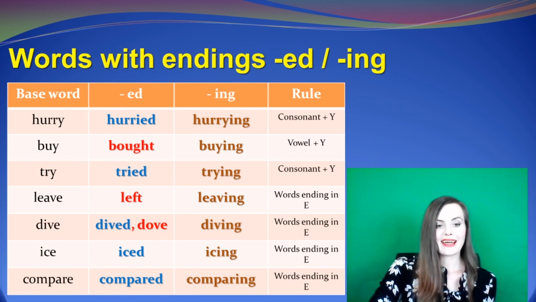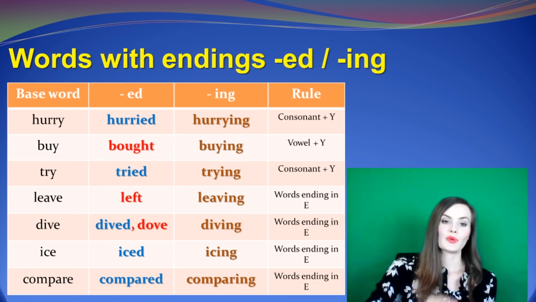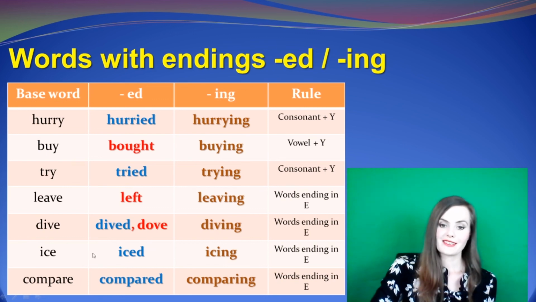Okay, next word is ice. And tell me, please, look at the ending of this word. Yes, you're right. It ends with a silent E. So we can add the ending ed, but we don't need the silent E anymore. So we get iced. And also we can add ing and we get icing, but without the silent E.